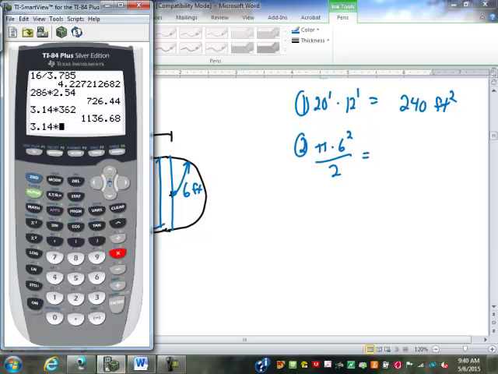3.14 times 6 squared, then divided by 2. 56.52.